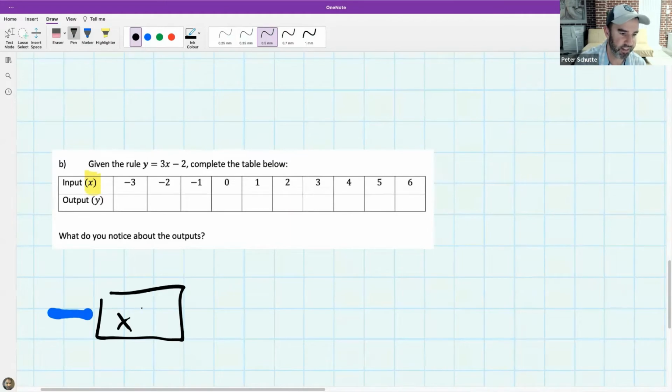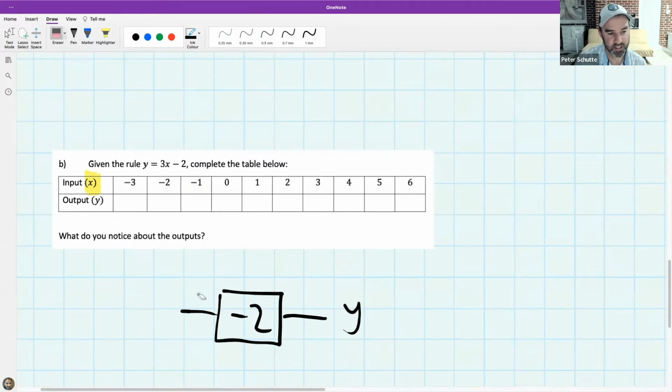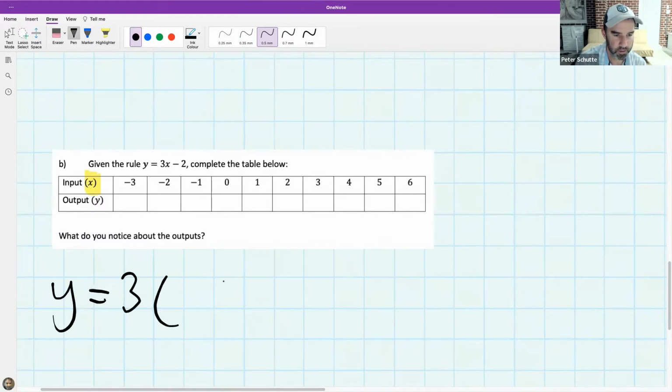The first thing that gets done to x is it gets times by 3. The second thing that gets done is to take away 2. And then it gives us a y value on the other side, the output. That's the journey that the rule's saying. That's one way of writing it. But what I've been doing is writing it in this form because it's easier to do the calculation that way.